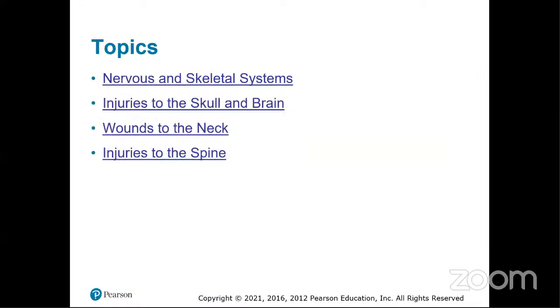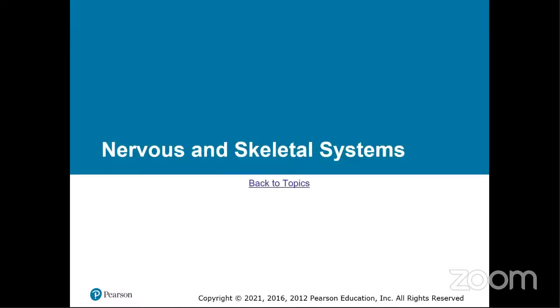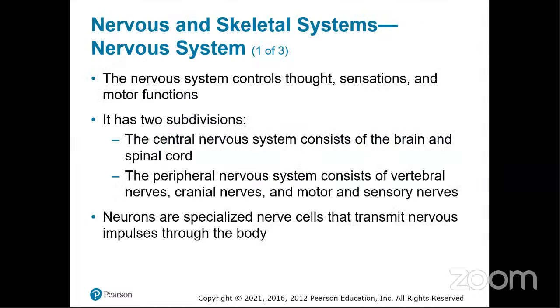Perfect. So we're going to cover the nervous and skeletal system here, injuries to the skull and brain, wounds to the neck, and injuries to the spine. So the nervous system controls thoughts, sensations, and motor functions. It has two subdivisions. The CNS, or the central nervous system, consists of the brain and spinal cord. And the peripheral nervous system consists of the vertebrae, cranial nerves, and motor sensory nerves.